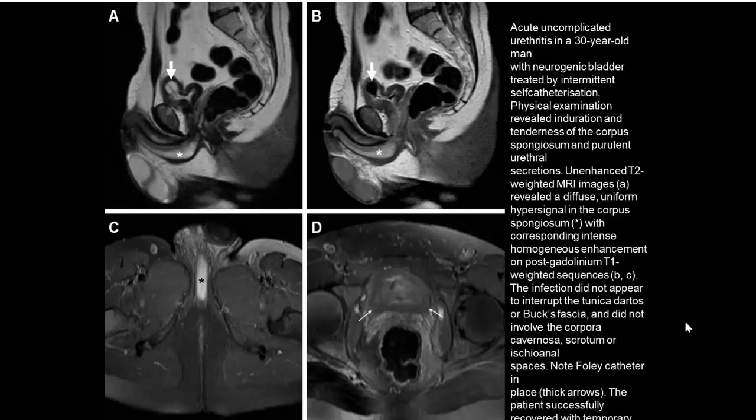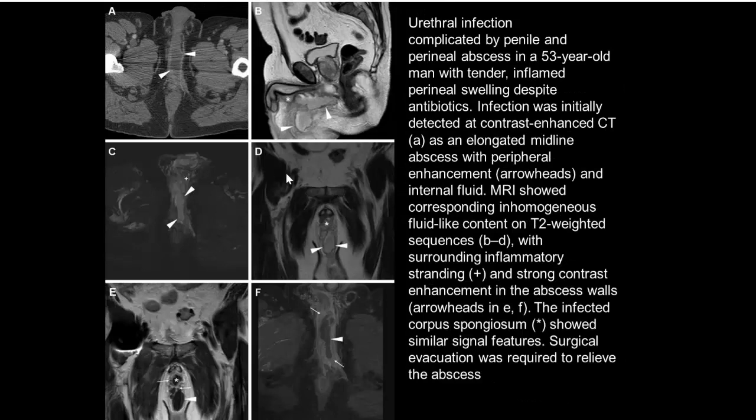Examples of acute urethritis: urethral infection complicated by perineal abscess, initially detected at contrast CT, with an enlarged midline abscess and peripheral enhancement. MR shows a corresponding inhomogeneous fluid-like collection on T2 sequence with surrounding inflammatory stranding, strong contrast enhancement, and infected corpora spongiosum.